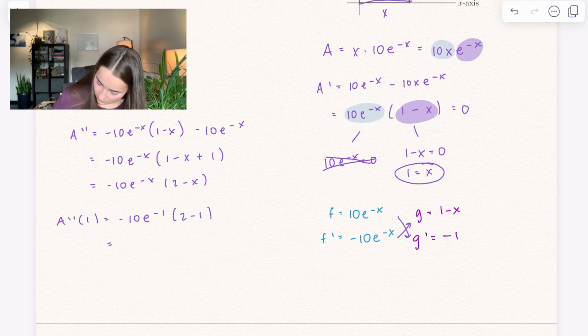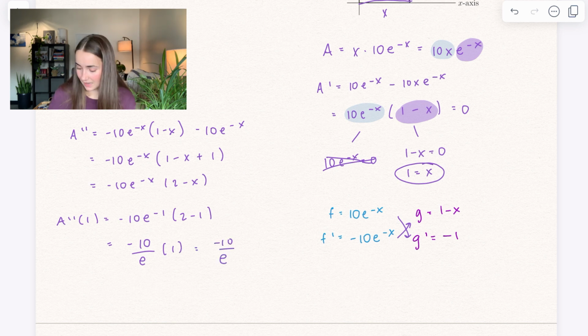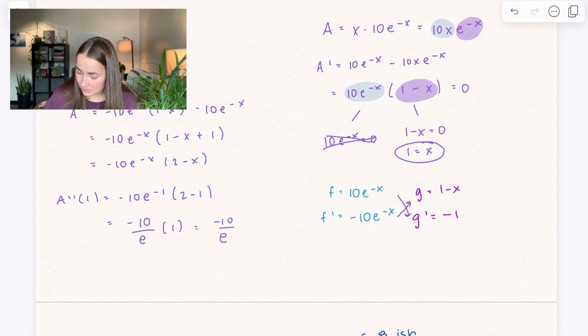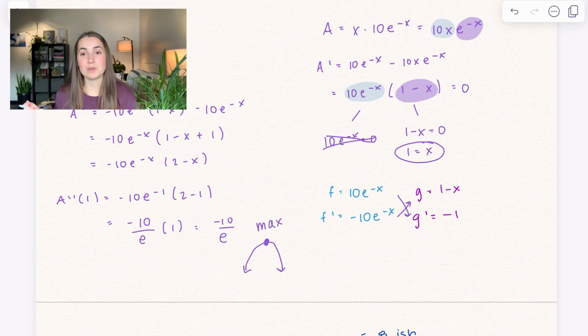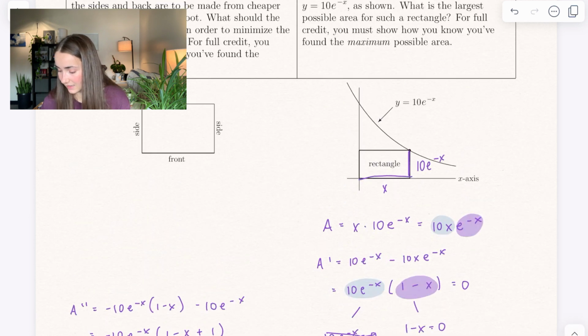So this is equal to negative 10 divided by e times positive 1, which is just negative 10 divided by e. So this is going to be a negative value. A negative value tells us that it is concave down. And because it's concave down, that results in a maximum. So this right here would be my proof that I needed in this last sentence.